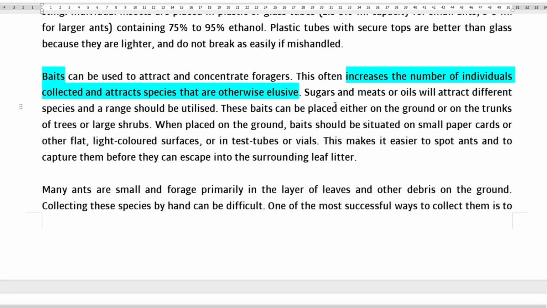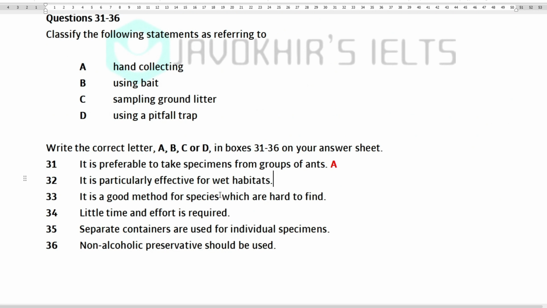Alright, so baits can be used to attract and concentrate foragers. This often increases the number of individuals collected. Elusive means hard to find. I think this is a good method for species which are hard to find, using a bait. So it's going to be B for us.